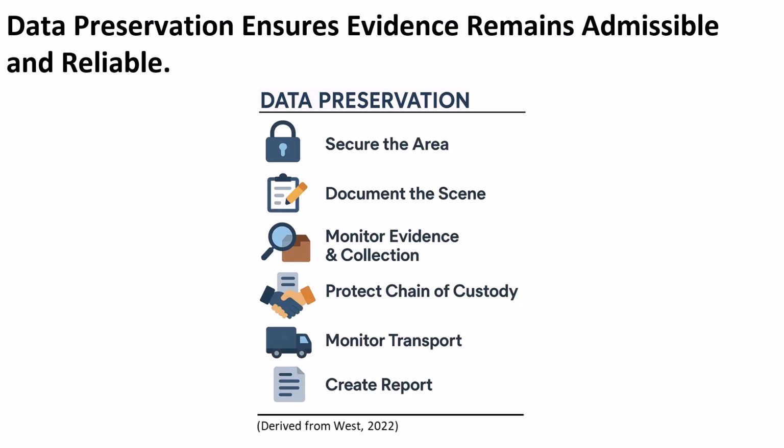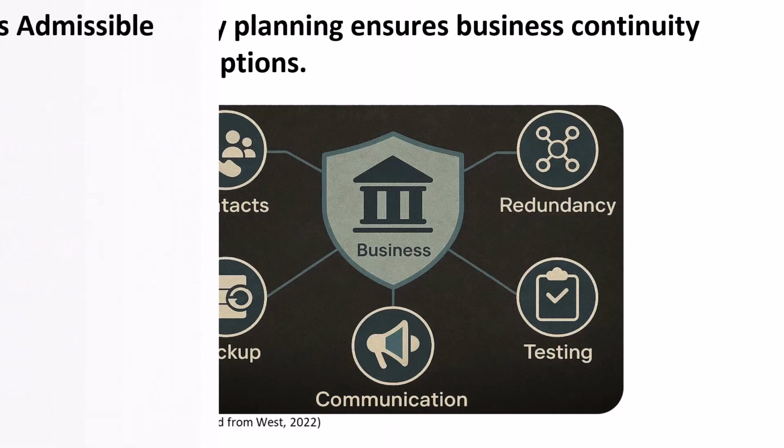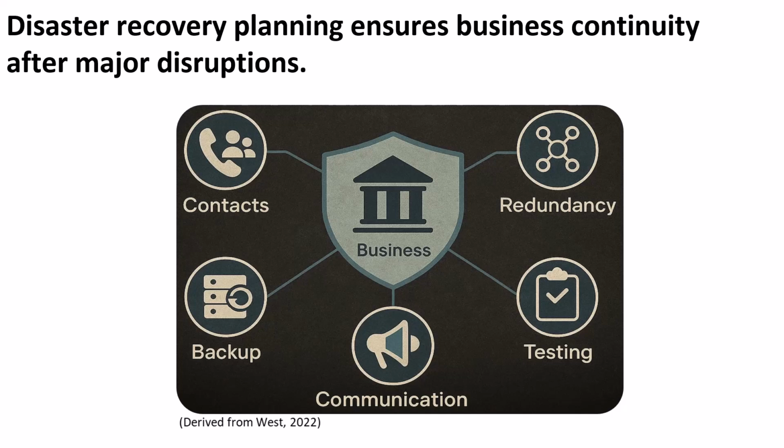When problems go beyond isolated events, disaster recovery planning keeps the business running. Disaster recovery planning ensures business continuity after major disruptions. Every business needs a plan for worst-case scenarios: natural disasters, cyber attacks, even sabotage. A business continuity plan, or BCP, outlines how to keep operations running. Within it, the disaster recovery plan, or DRP, focuses on restoring critical IT systems and data.